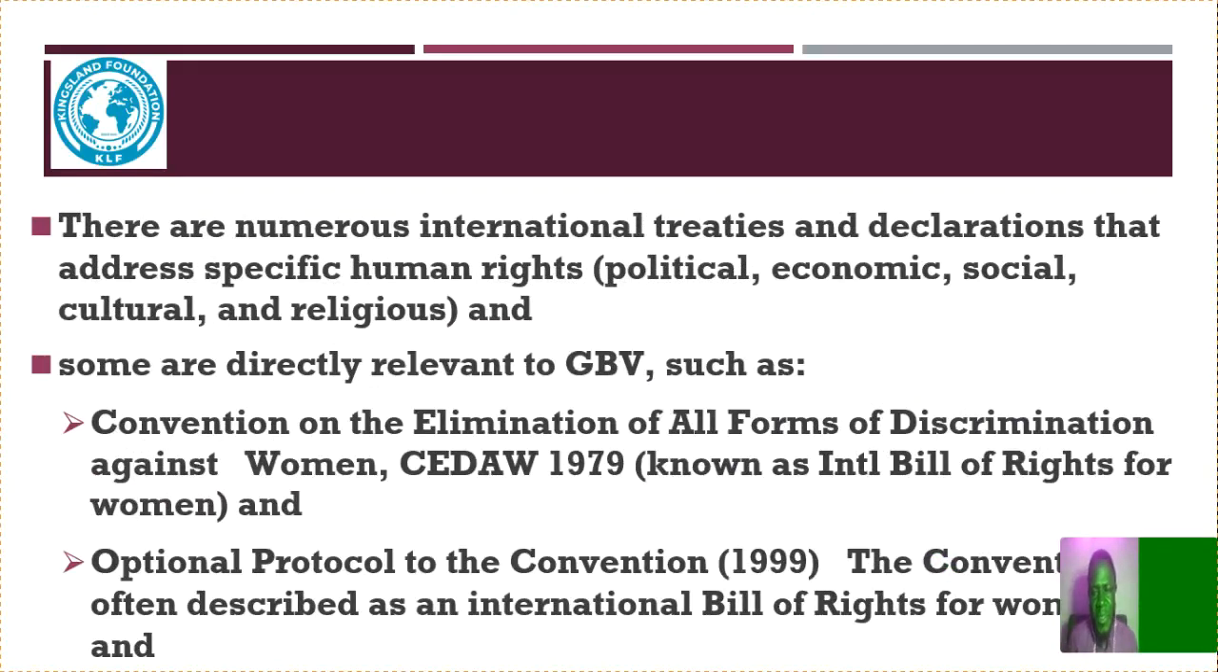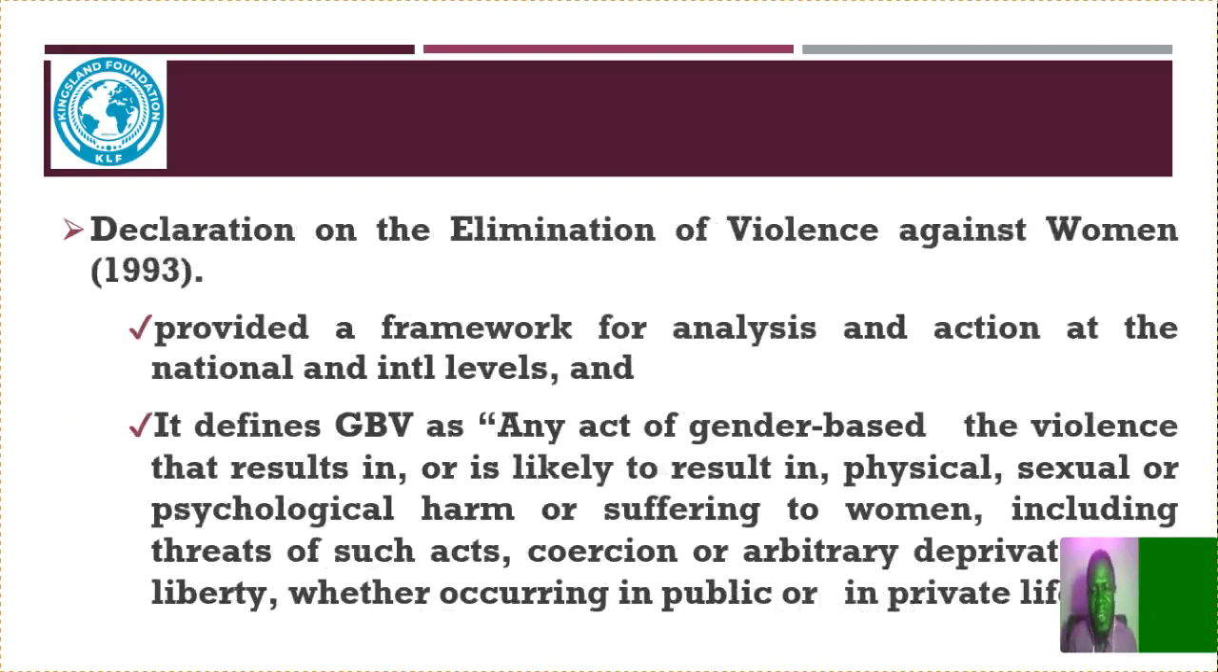There are numerous international treaties, like we saw earlier, the conferences and all that in part one. A lot of these conferences came about with treaties and declarations that address specific human rights, political, economic, social, cultural, and religious. Some are directly relevant to gender-based violence, such as the Convention on the Elimination of All Forms of Discrimination Against Women, CEDAW, known as the International Bill of Rights for Women, and the optional protocol to the Convention, of 1999. And there was the Declaration on the Elimination of Violence Against Women, 1993.